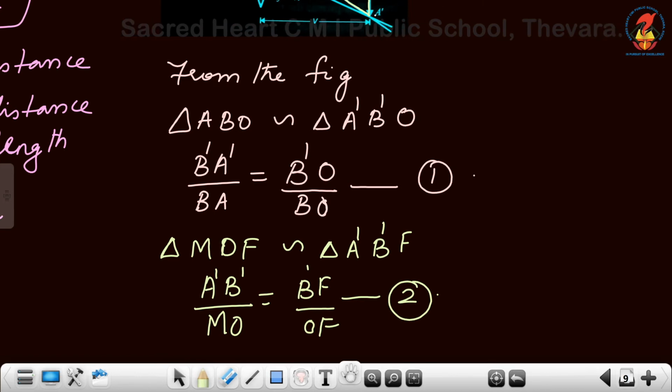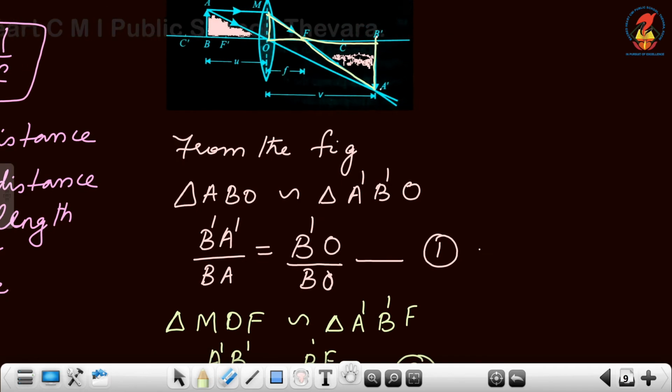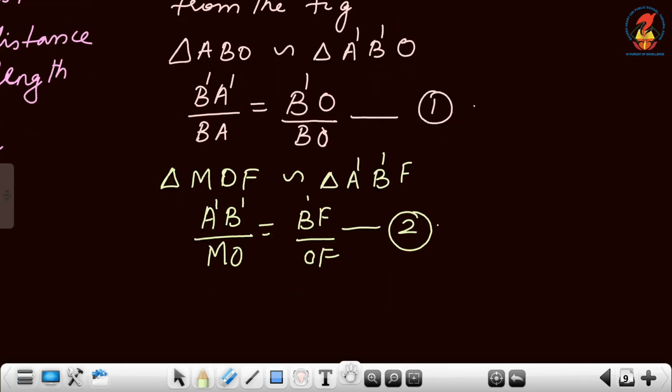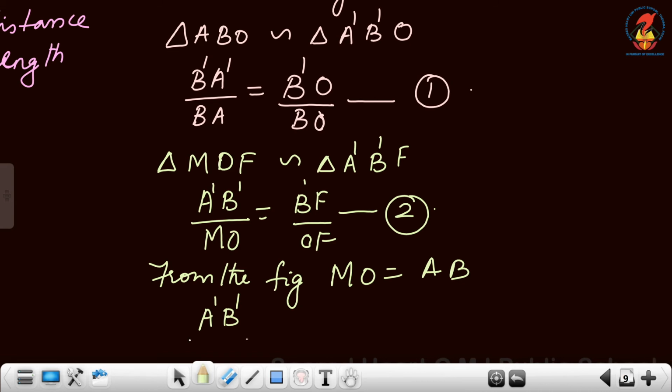Okay, now if you look at this figure, it is clear that MO and AB are parallel and they are equal. So instead of MO, what can we write? We can write AB. So from the figure, MO is equal to AB. So the above equation becomes A dash B dash divided by AB is equal to B dash F divided by OF. This is equation 3.